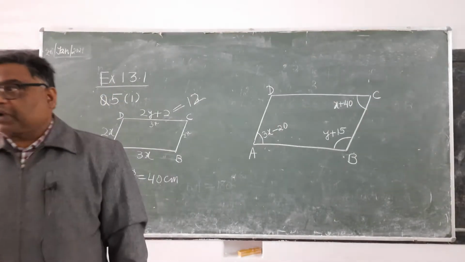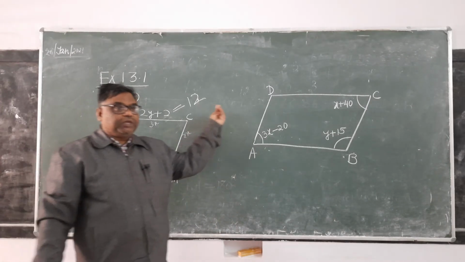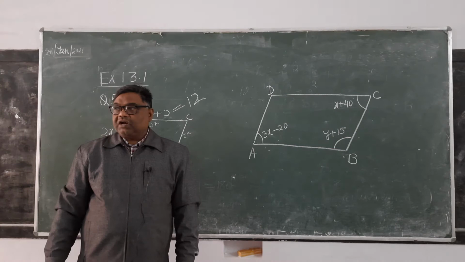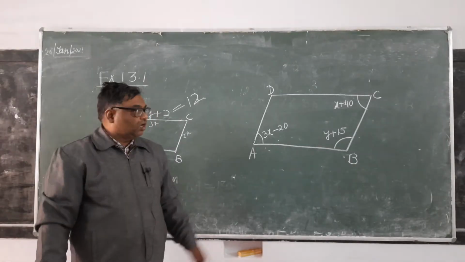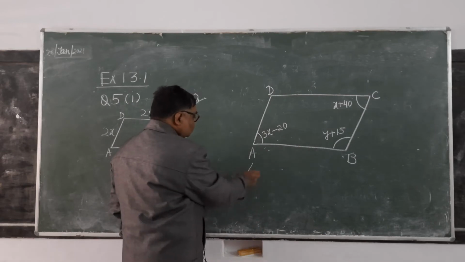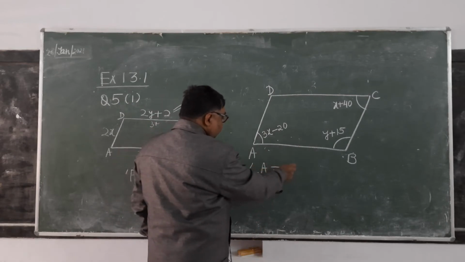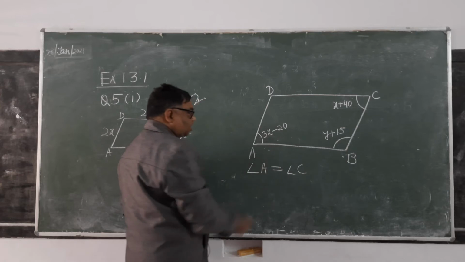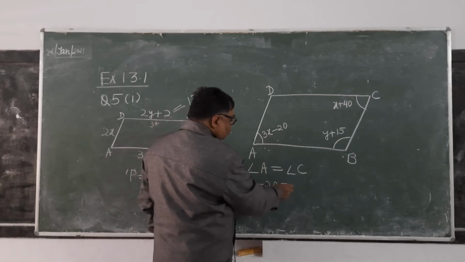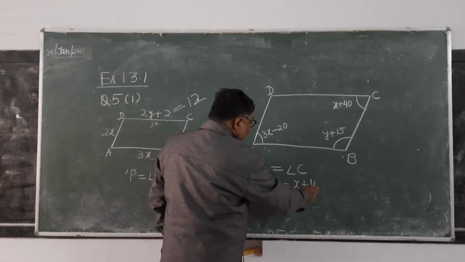Now here, which property of a parallelogram will be used? Opposite angles of a parallelogram are equal. Means this equals that. Angle A equals angle C. So 3x minus 20 will be equal to x plus 40.